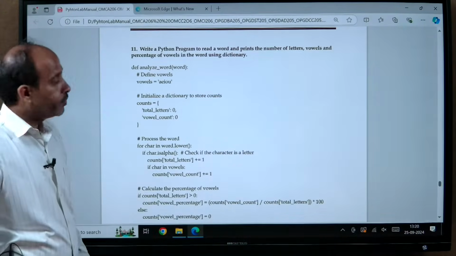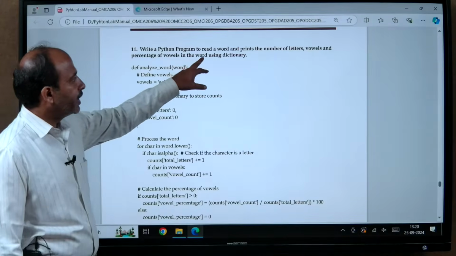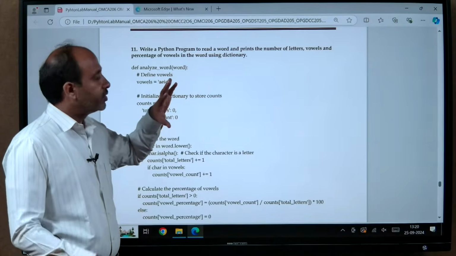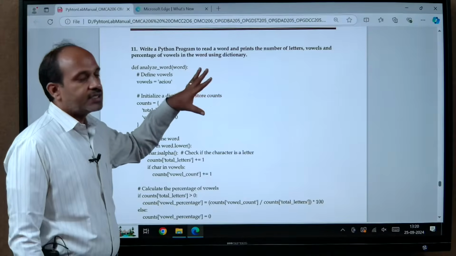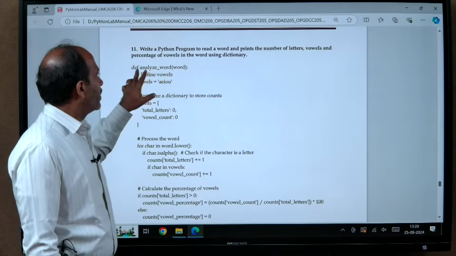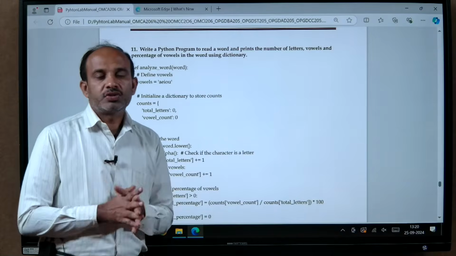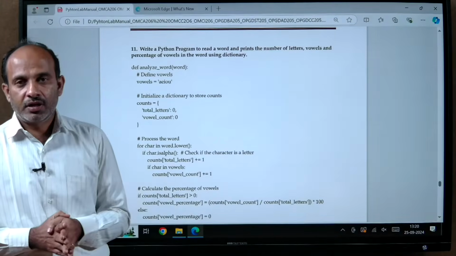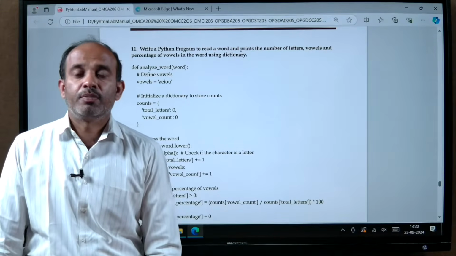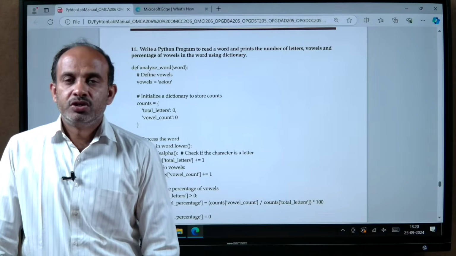The 11th program is to read a word and print the number of letters, vowels, and percentage of vowels in the word using a dictionary. We need to use the concept of dictionary in Python. We know what a dictionary is. A dictionary is a combination of key-value pairs, right.